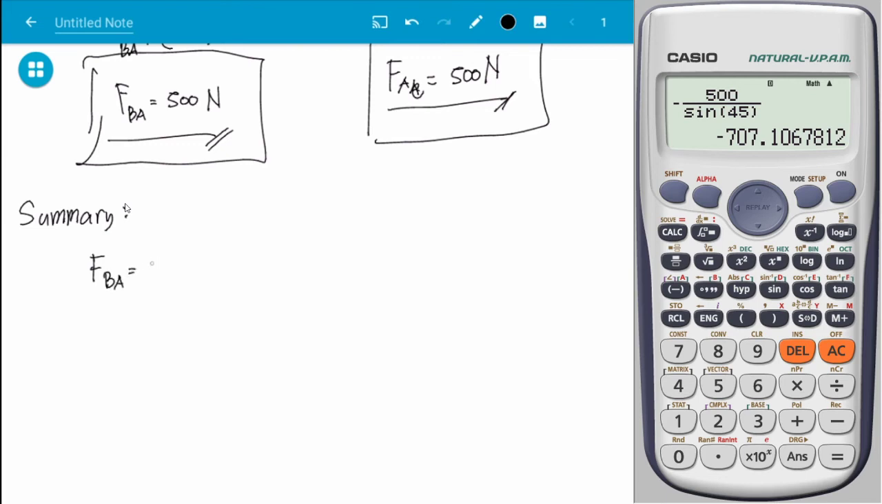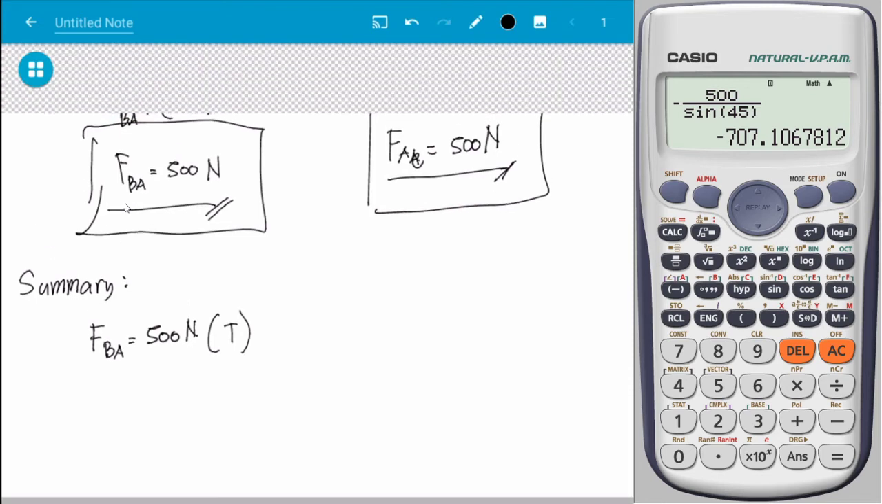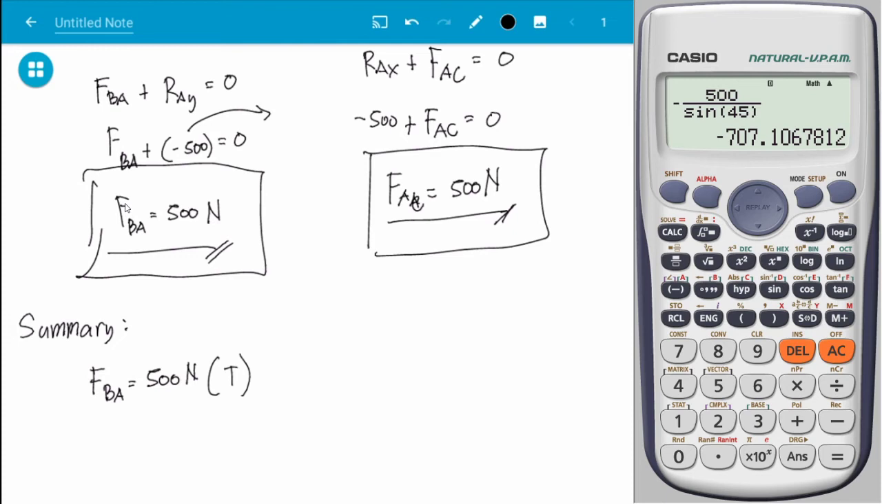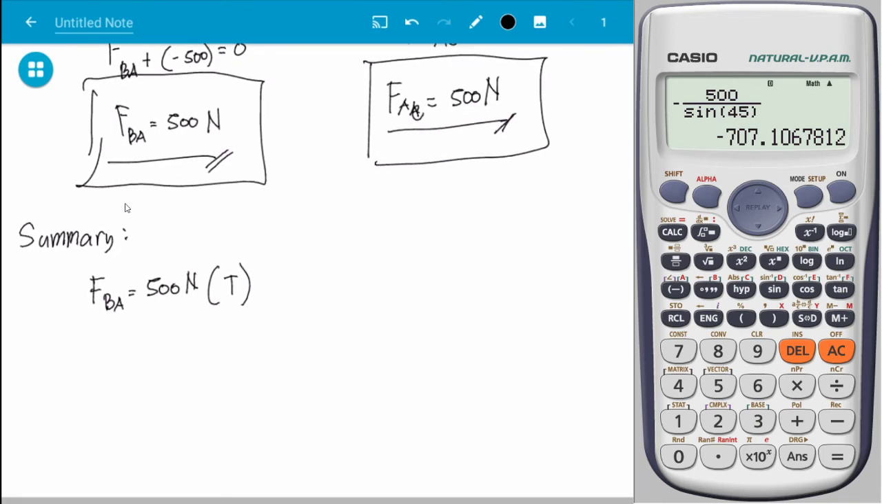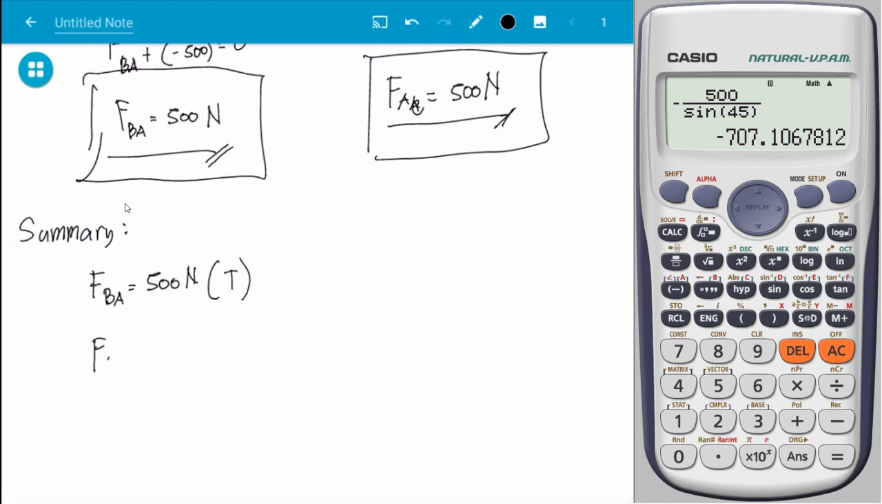Yung summary natin, FBA. So, ang FBA natin magiging 500 Newton. And then we have in tension. Again, bakit tension? Kasi positive. Again, sir, akala ko ba, sir, pag positive, hindi necessary tension. Now, dito sa solution ko, ang positive, automatic tension, kasi lahat ng assumptions ko, in tension kasi. So, meaning, pag positive, tension. So, same din, ang FAC. Lagay nyo lang dyan, FAC, 500 Newton, that is actually in tension din.